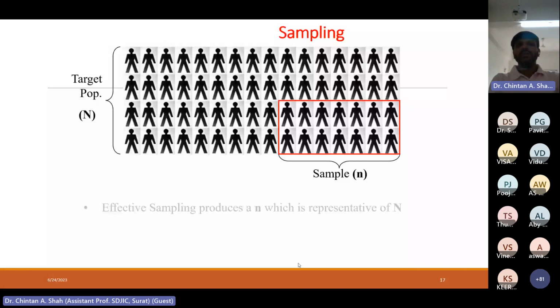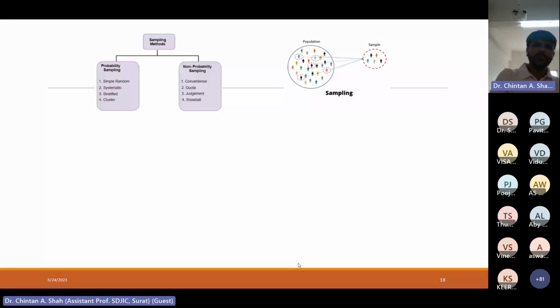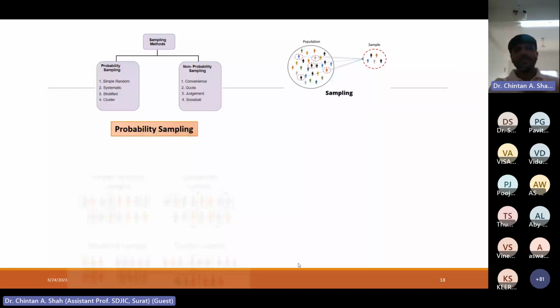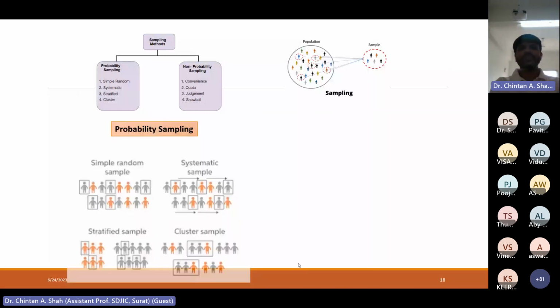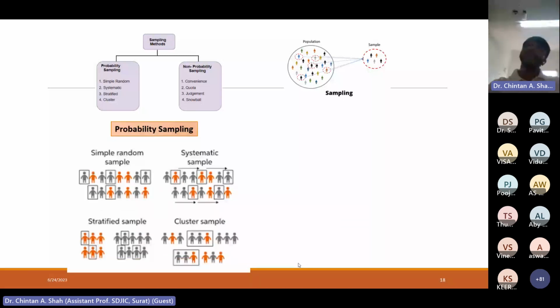Now, here we have different sampling methods. In probability sampling, there is simple random sampling, which is very common. There is systematic random sampling, like 2, 4, 6, 8, even numbers or odd numbers. Stratified sampling, where you select on the basis of certain characteristics, maybe color, maybe age. You can do the stratification. Then cluster sampling, area wise. Okay. So that is probability sampling.